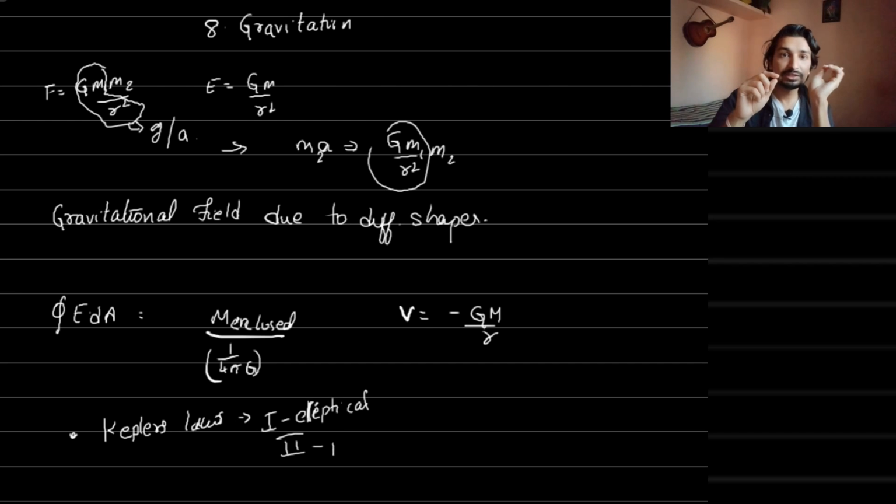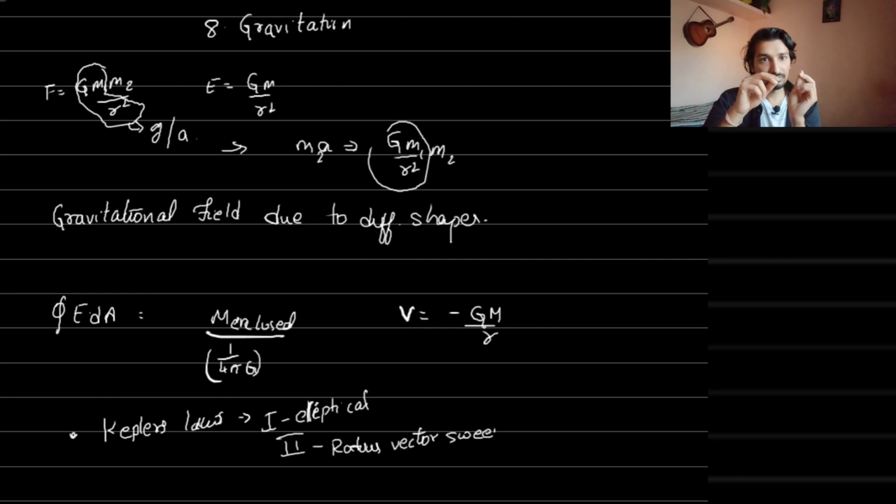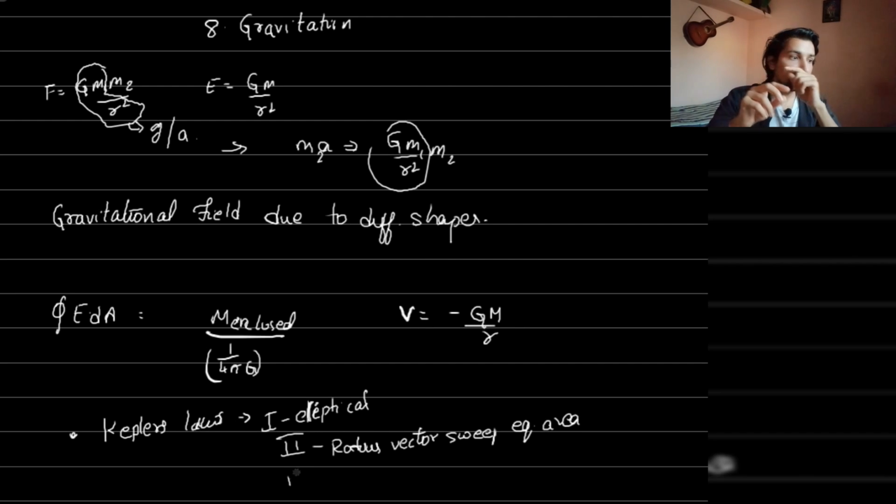So you can see when it is near the sun, it has to travel faster, right? A planet will be traveling faster when it is near the sun, because it has to cover more distance so that it can sweep equal area. When it is far, it will cover less, and the speed will be less.